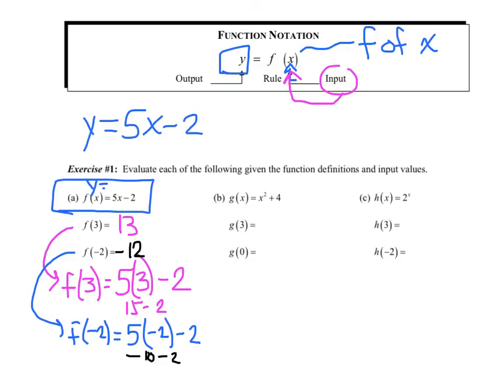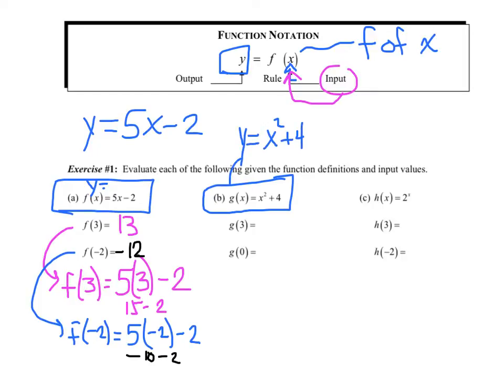All right, let's try another one. Now, it doesn't have to be f. It could be g, h, m, p. It doesn't matter. Pick your favorite letter, and if you put of x, you're in function notation. So you'll notice this time they're going to use g of x. No big deal. It's the same thing. This is like saying, again, y equals x squared plus 4.